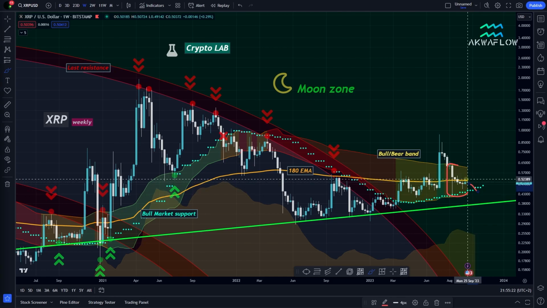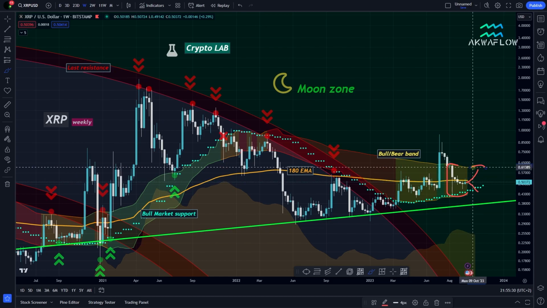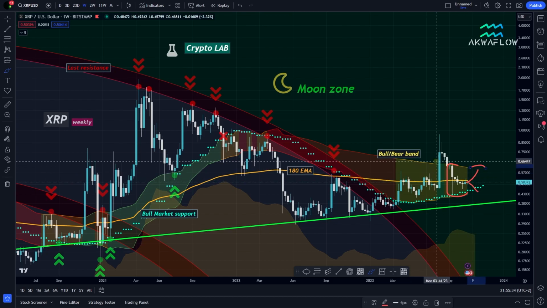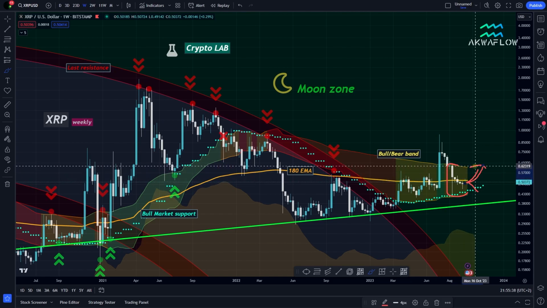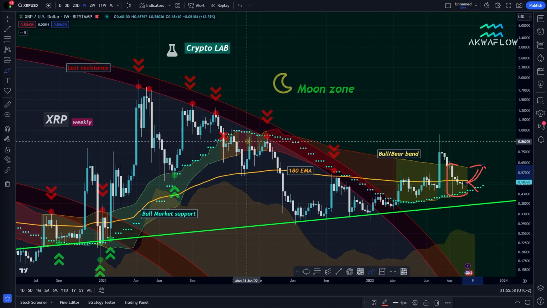What we want to see is XRP going back up above first the 180 weeks moving average and of course above the bull bear band, because if we are able to make it above this band again, then everything will change. Let's move to the cloud chart.